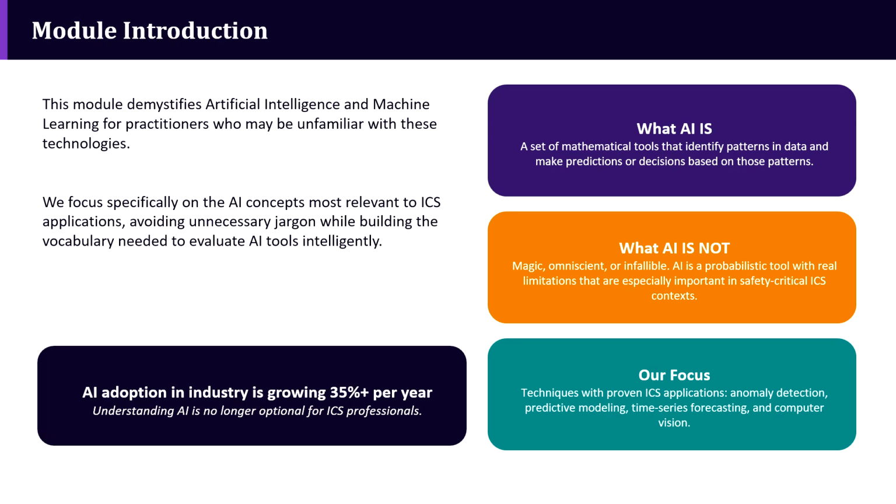So here is our grounding principle for this module, captured in those three cards on the right. Artificial intelligence is a powerful set of mathematical pattern recognition tools. Artificial intelligence is not magic, and it is not infallible. And our focus is specifically on the artificial intelligence techniques that have demonstrated real value in industrial settings. Not everything that exists in the artificial intelligence world, but the subset that is most relevant to industrial control systems. By the end of this module, you will know exactly what questions to ask when a vendor tells you their product uses artificial intelligence and machine learning.